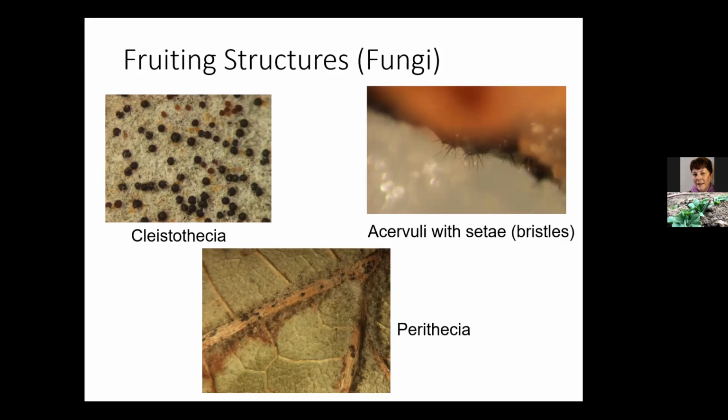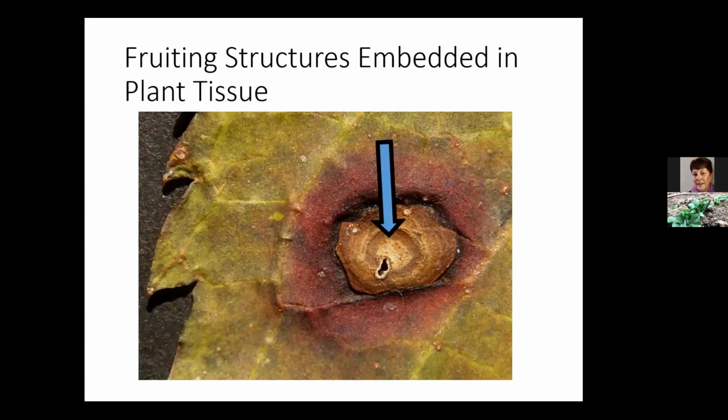You might see fruiting structures that are embedded in the plant tissues. So for example, this is an anthracnose pathogen as well. And the arrow is pointing to the acervuli, and you would have to come up really close with a hand lens to be able to see the setae that are associated with that.